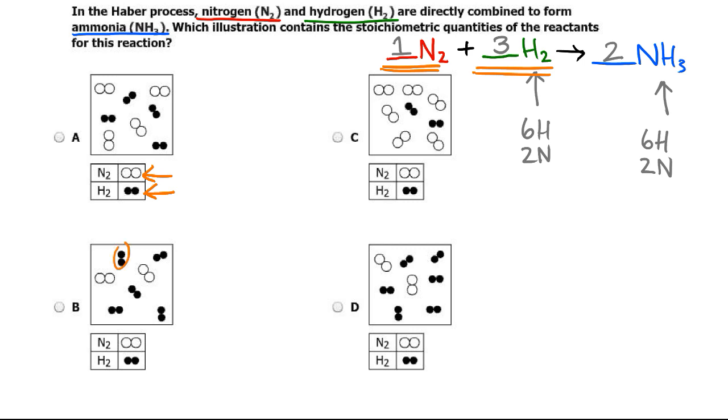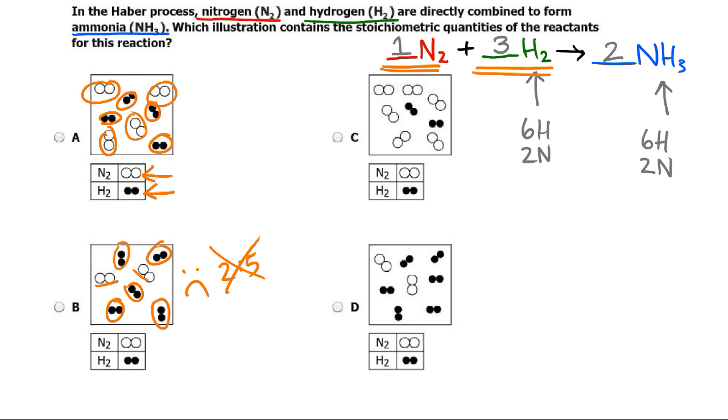So we have 1, 2, 3, 4, 5 hydrogens, and we have 1, 2 nitrogens. This doesn't work for us because we have 2 versus 5. That is not the same. We have 1, 2, 3, 4 hydrogens and 1, 2, 3, 4 nitrogens. That also won't work for us because 4 to 4 is not the actual ratio. This one also fails because we have more nitrogens than hydrogens.